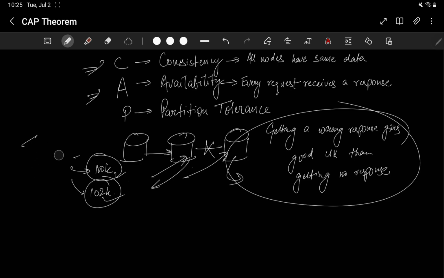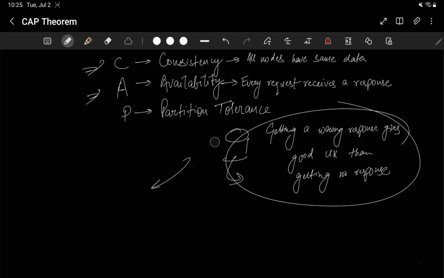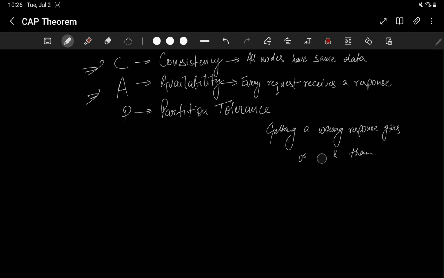So this is where availability is important, because if it happens, let's say you see 100k and your friend sees nothing, or your friend sees 102k, you see nothing, then it will be a bad user experience for you. You would say that, okay, I'm not going to use Instagram ever because Instagram does not prioritize you. But you don't say that, right? That's because of availability. Even if the data is wrong, it will still show you.